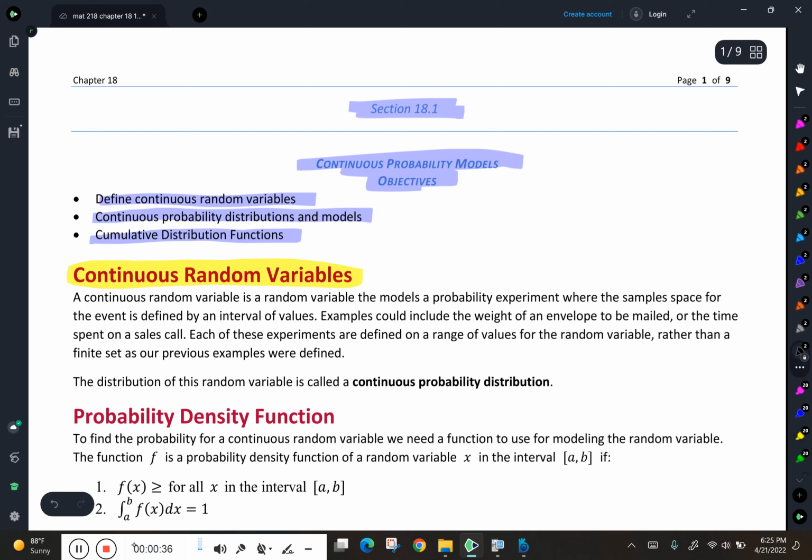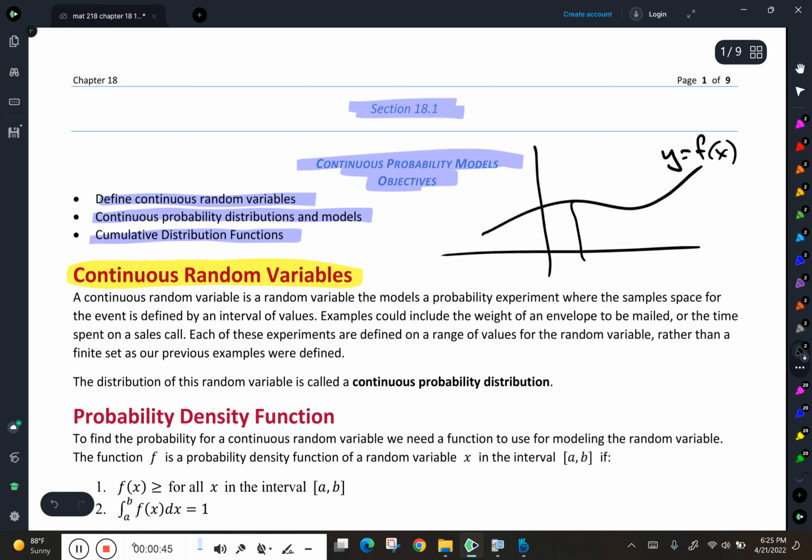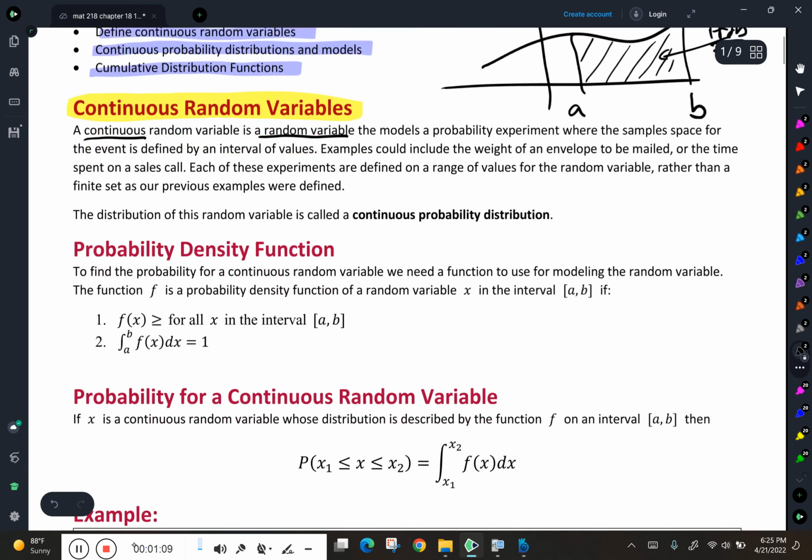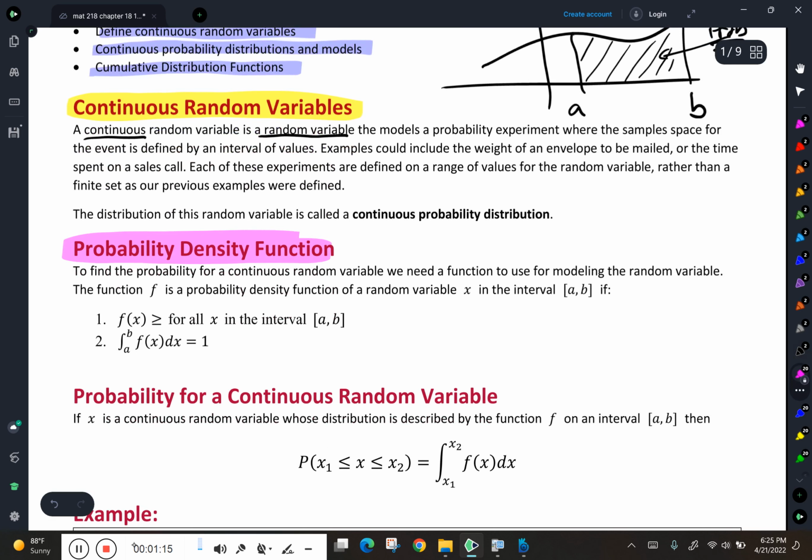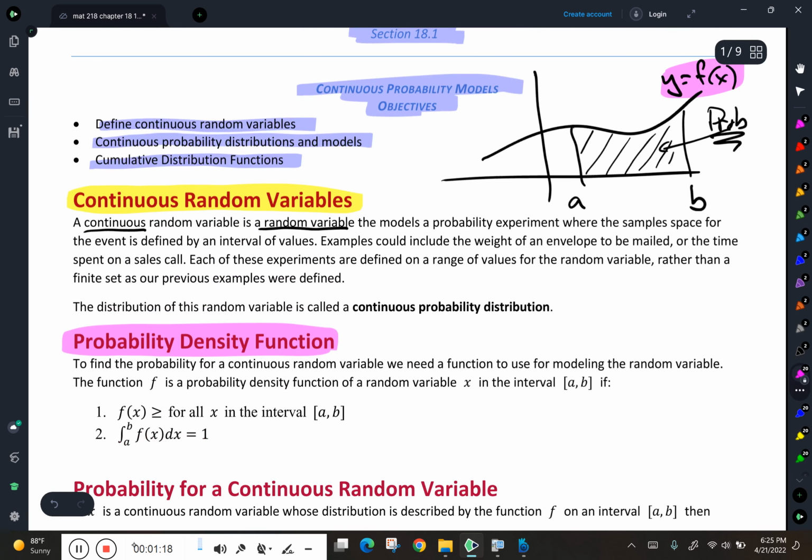We're going to take a look at more scenarios where we're going to have a function y equals f of x. We're going to have some range of values, some a to b, and this area under there is going to be probability. So we're looking at a probability model for an experiment where the random variable is continuous. These functions we're going to look at, we're going to call probability density functions. That's going to be that f of x, whatever that algebra is of that thing.